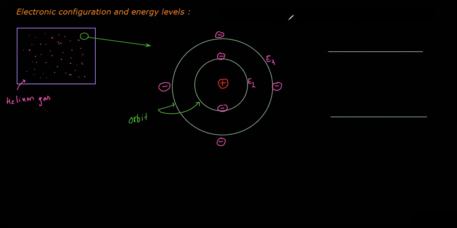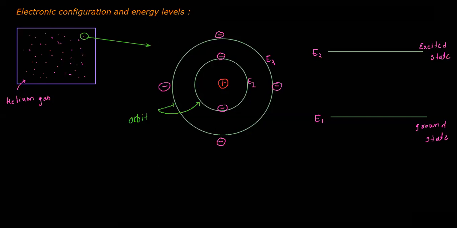like a level. Which means, as you can see, this is the E1 and this is E2. The E1 is nothing but the ground state, and this is an excited state.